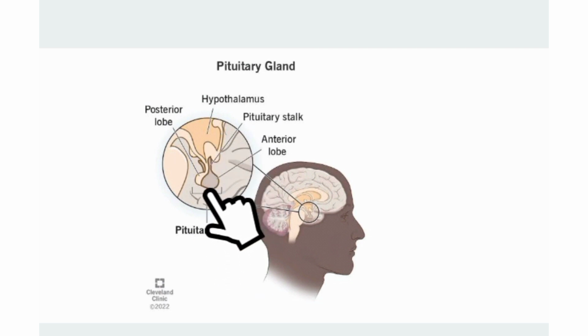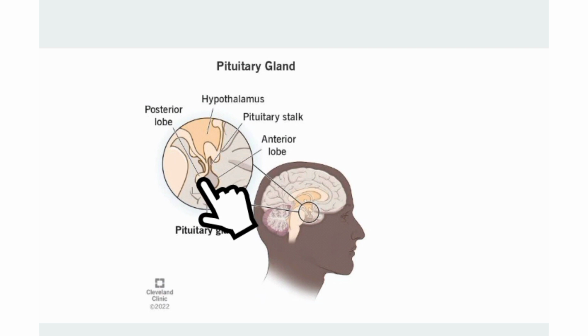Now remember, the pituitary gland is divided into two lobes. One is the anterior lobe of the pituitary gland and another is the posterior lobe. Now why does it need to be divided into two lobes, the anterior lobe and the posterior lobe? Because the anterior lobe produces different hormones and the posterior lobe has different hormones.